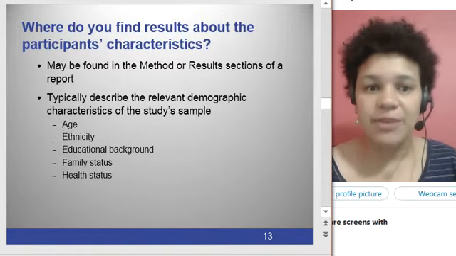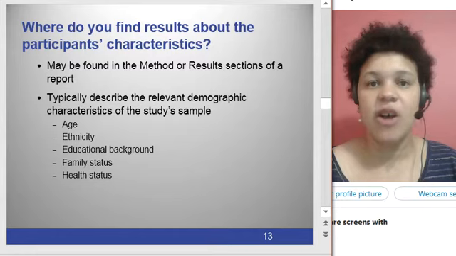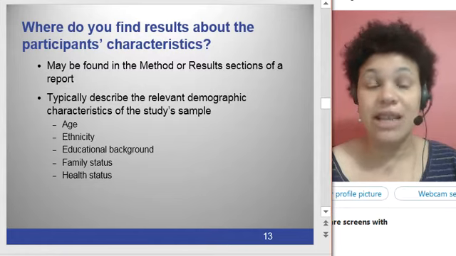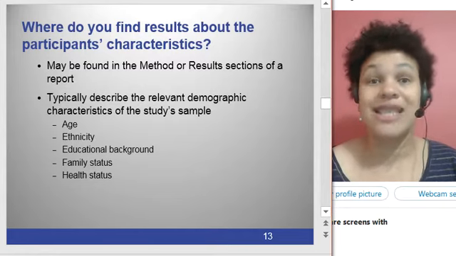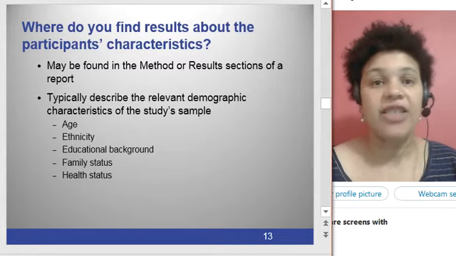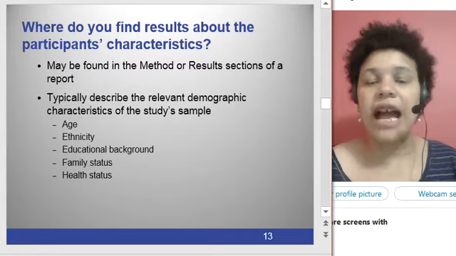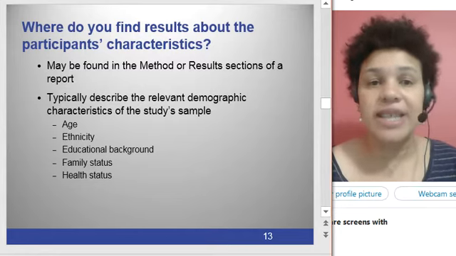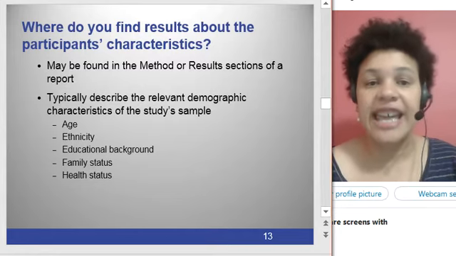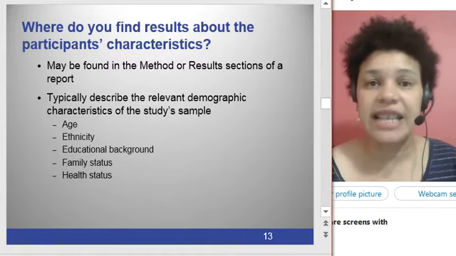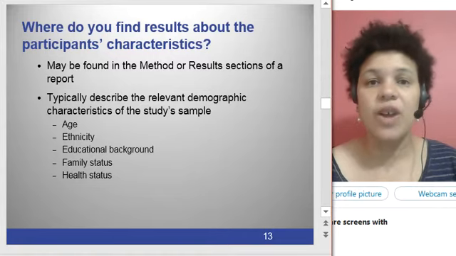Where do you find the results about the participants' characteristics? Often these are called the descriptive results. They may be found in the methods section or the results section. Sometimes in the methods section, they're in the sample part. And sometimes in the results section, they're the very first thing that the researcher will tell you about. They typically describe the relevant demographic characteristics of the study sample, such as age, ethnicity or race, educational background, family status, health status, etc., depending on what the study was about.